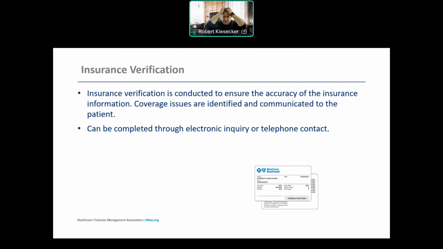Insurance verification. Insurance verification is conducted to ensure the accuracy of insurance information. Covered issues are identified and communicated to the patient. It can be completed through electronic inquiries or telephone contacts.